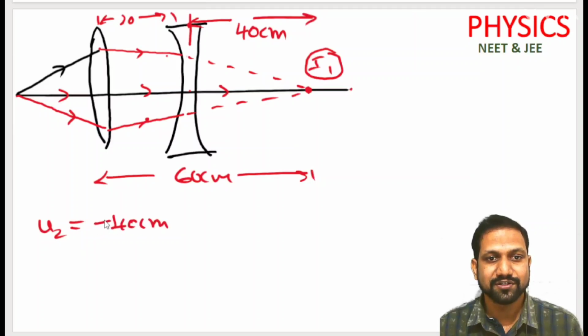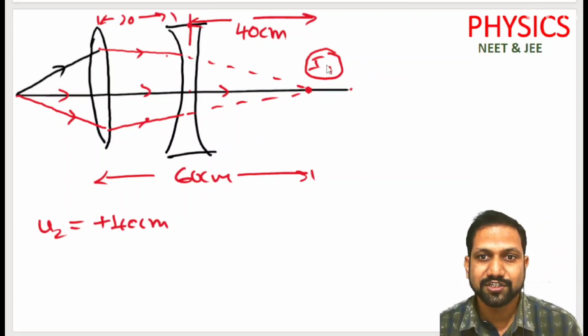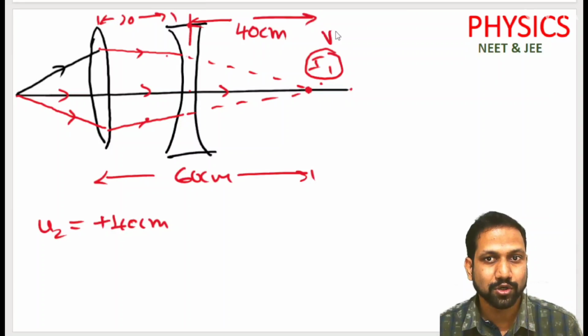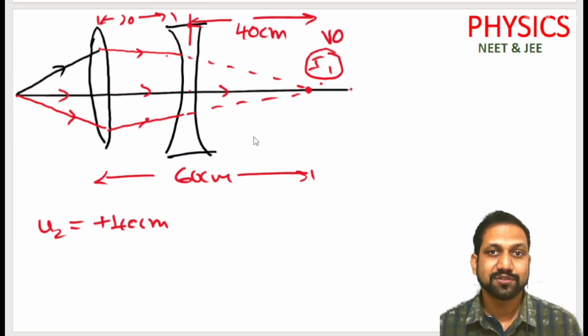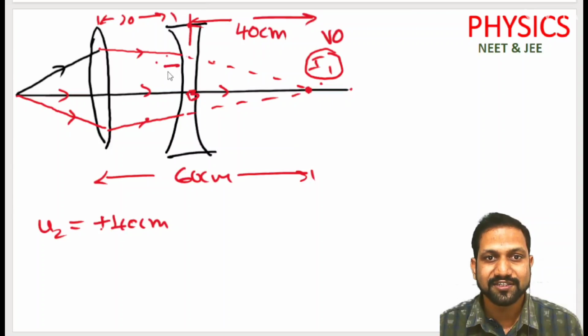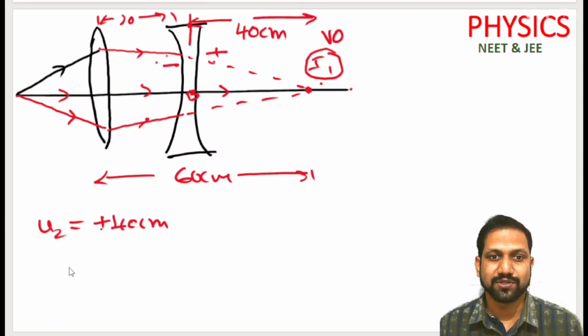And from the definition of real object and virtual object, we can say this image is actually a virtual image. It will behave as a virtual object. Virtual object distance is positive, so only it is positive. Otherwise, you can use the sign convention also. Light rays are going from left to right of this lens. So left side distances of the lens will be negative, right side distances of the lens will be positive. So in that way also, U2 is going to be plus 40 centimeters.